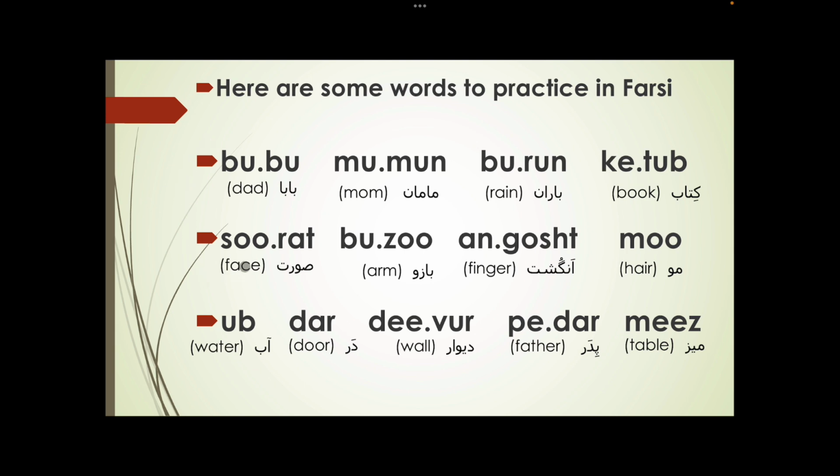So let's look at the next one. Su and rat. So this is again a two-syllable word, but whenever we're pronouncing it, you can go surat, and then if I want to sound fluent, surat, which means face. So take a look at this one. Ba, zu, ba, zu. So if I were to say it fluently again, bazu, which means arm.